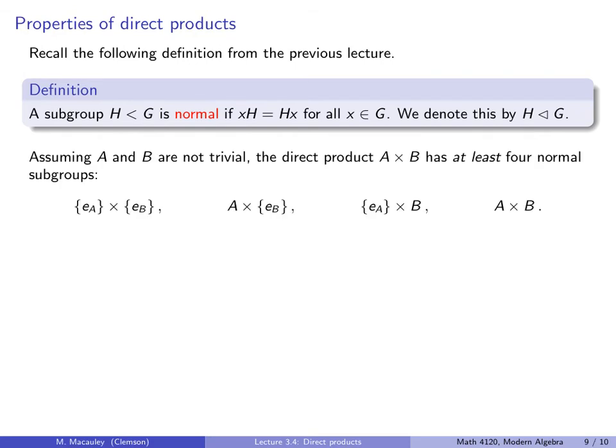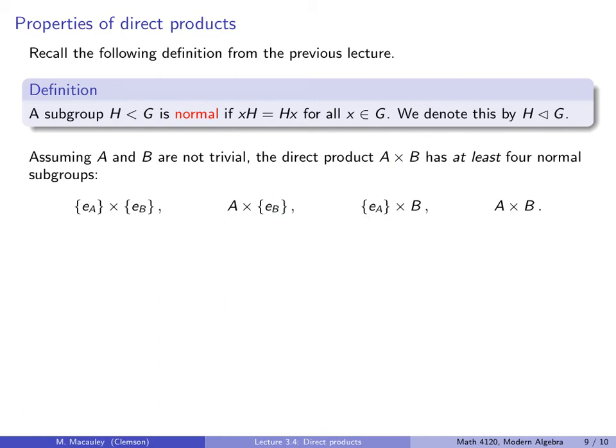Assuming A and B are not trivial, meaning they contain more than the identity, then the direct product A cross B has at least 4 normal subgroups. One of them is, of course, the trivial subgroup, the ordered pair containing just the identity elements. One of them is the entire group. Now those two are always normal subgroups, but here's 2 more. This is A cross the identity and the identity cross A.